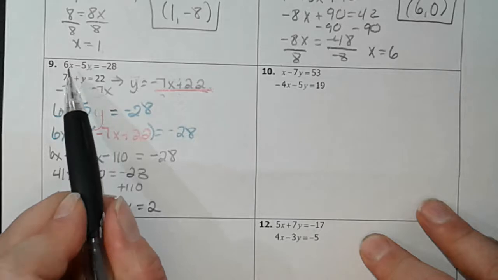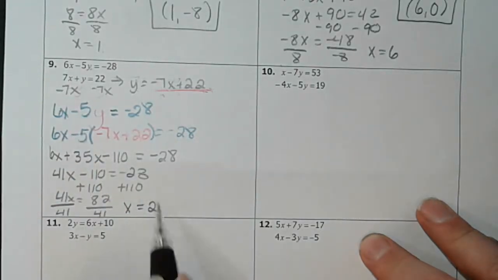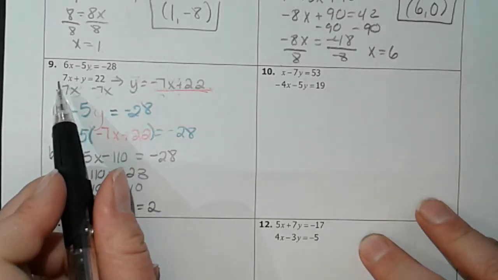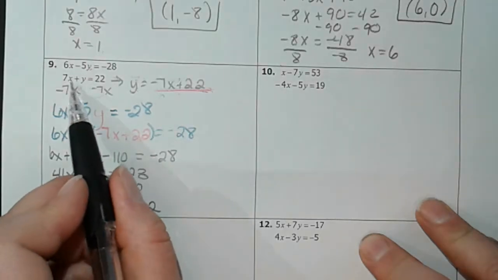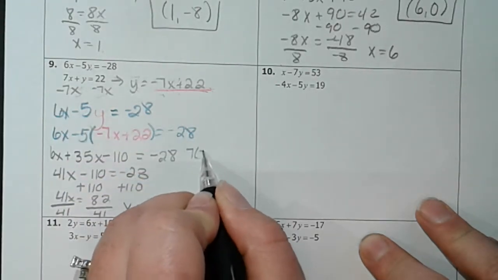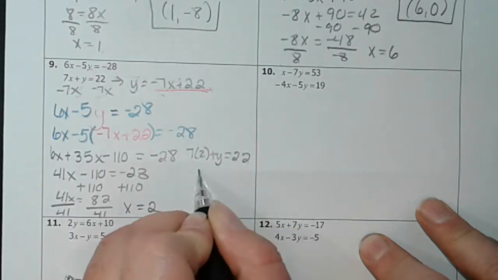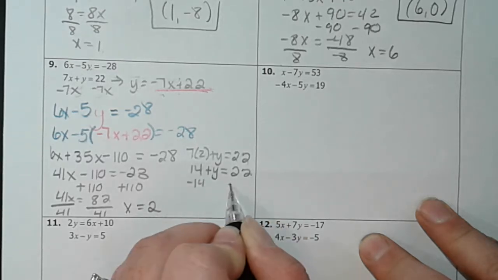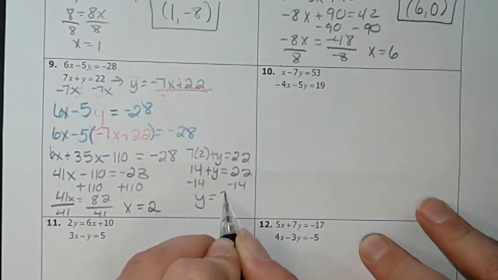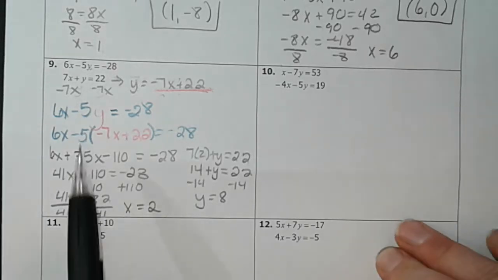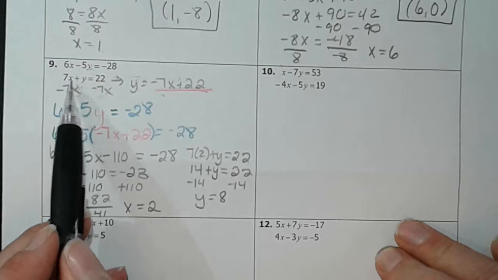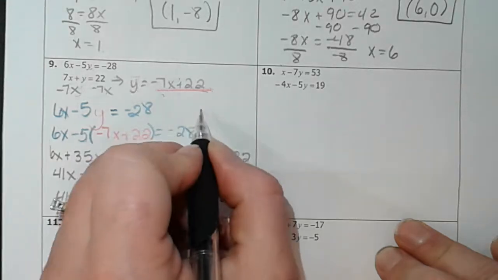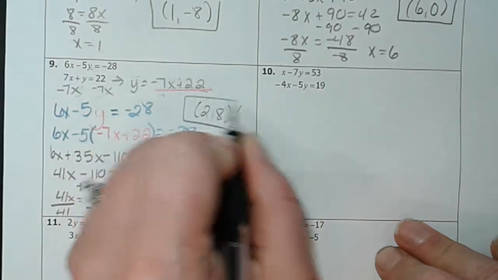So we found that where these two lines cross, the x coordinate is 2. So now we take 2, plug it back into either one of these equations and solve for y. Let's go ahead and plug it into this one. So we say 7 times 2 plus y equals 22. So 14 plus y equals 22. Minus 14, y equals 8. So now what we found is where these two lines cross, the point that lies on both this line and on this line has an x coordinate of 2 and a y coordinate of 8. So our solution is (2, 8).